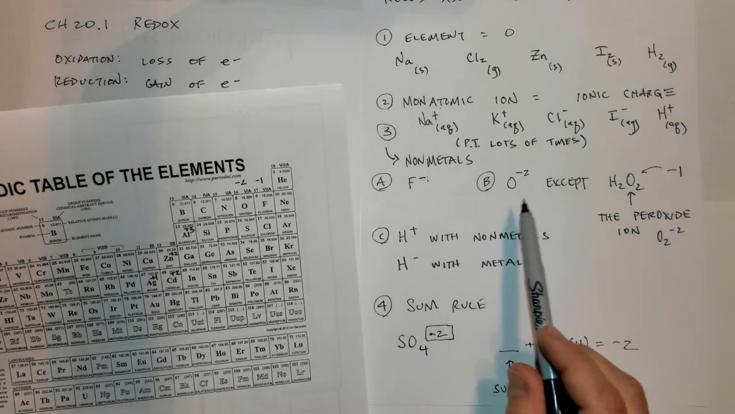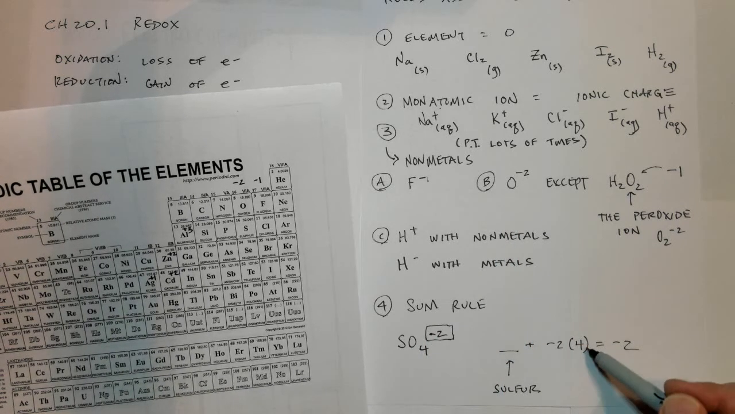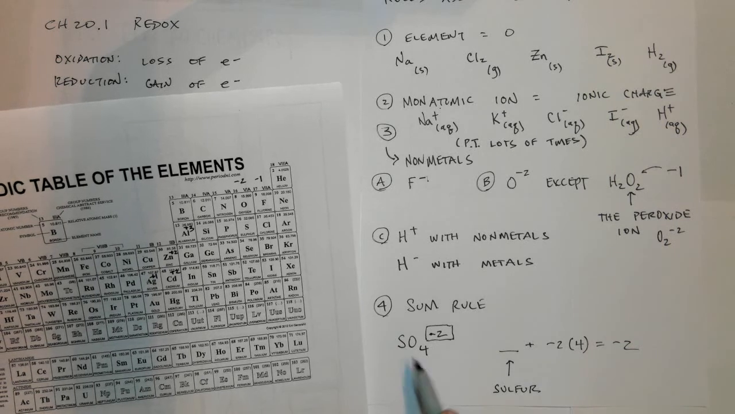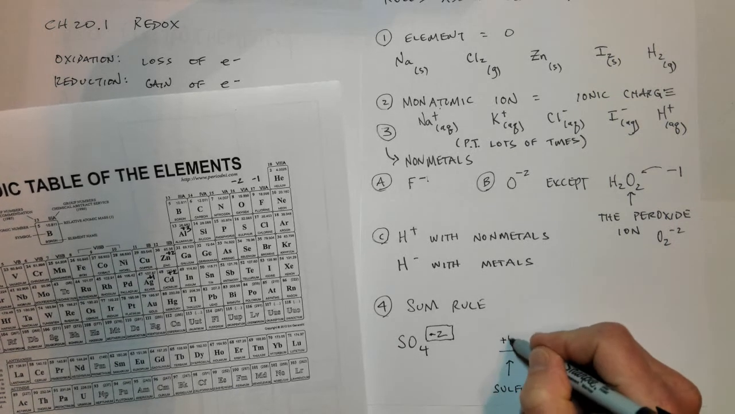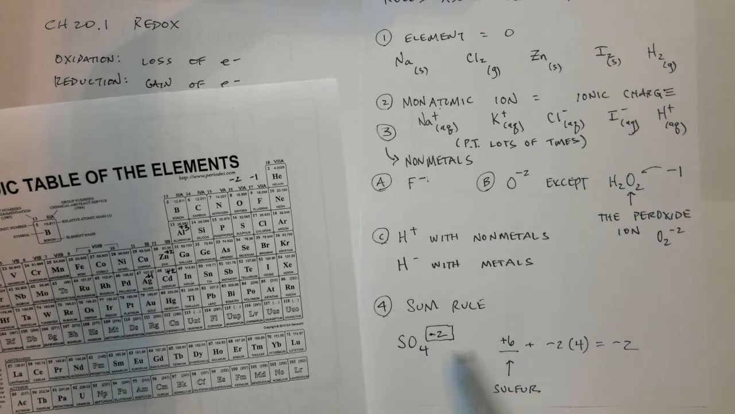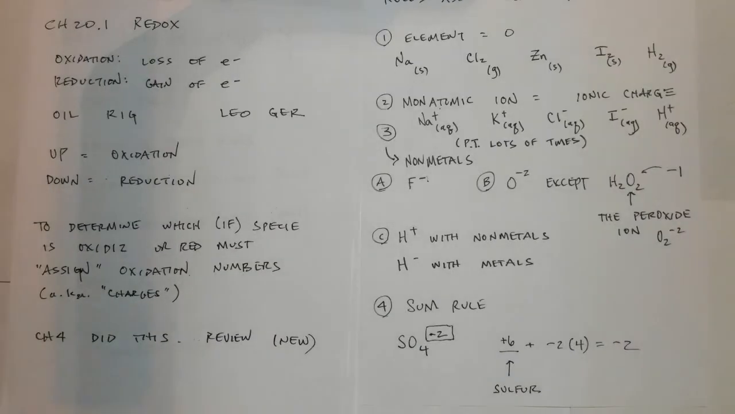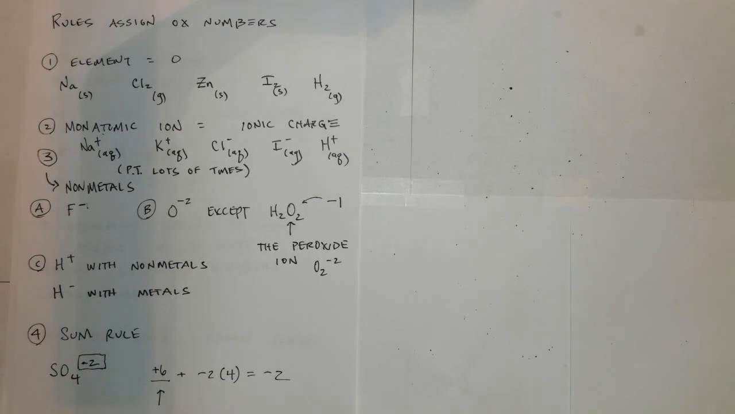Oxygen's rule is that it's almost always -2. There's 4 of them. It's got to add up to -2. So that means sulfur must be +6. Yep, in this polyatomic ion, sulfur is +6. So let's look at a little application of these rules and some examples of solving to find out what oxidation numbers are.